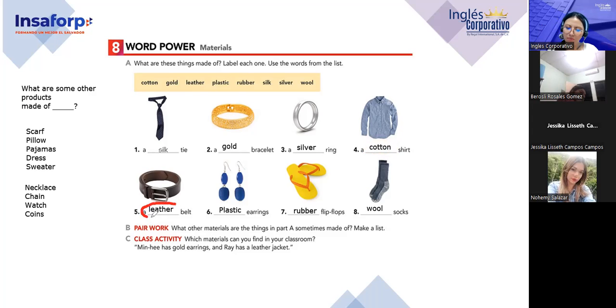Can you give me some examples about leather? Cuero. What shoes. Are some other products? Yes, shoes. Pants. Pants, yes, of course.